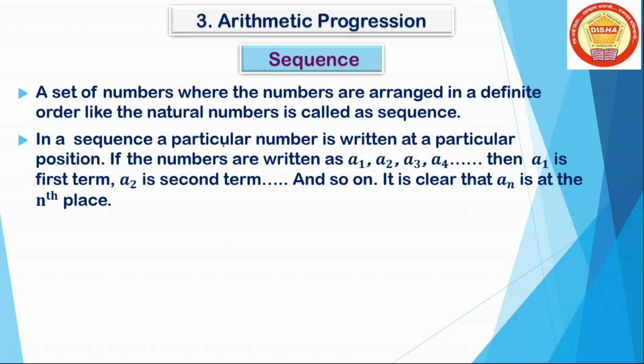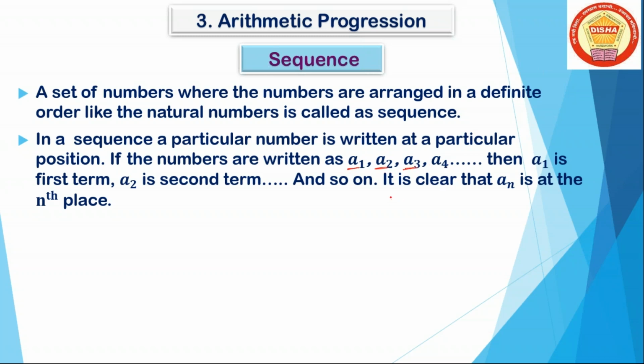See, in a sequence, a particular number is written in a particular position. For example, A1, A2, A3, A4, and so on. What is the meaning of A1? A1 is the first term of the sequence. A2 is the second term of the sequence. A3 is the third term in the sequence, and so on.